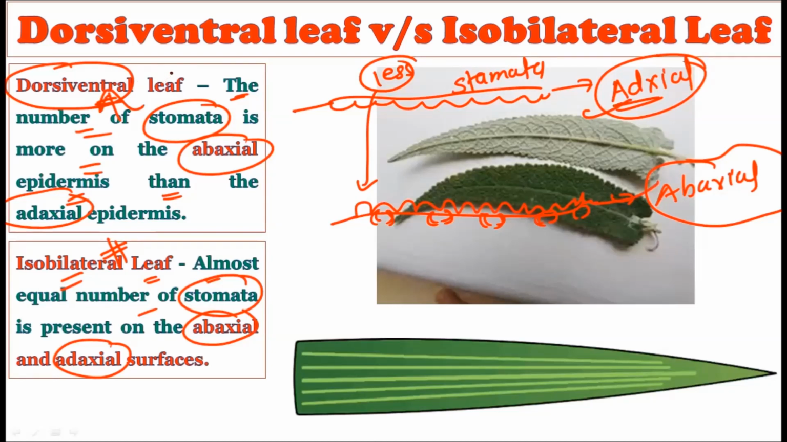So a very important anatomical difference between the dorsoventral leaf and the isobilateral leaf is that in the dorsoventral leaf you will find more stomata on the abaxial side, and in the isobilateral leaf you will find stomata of equal number, whether on the adaxial side or the abaxial side.